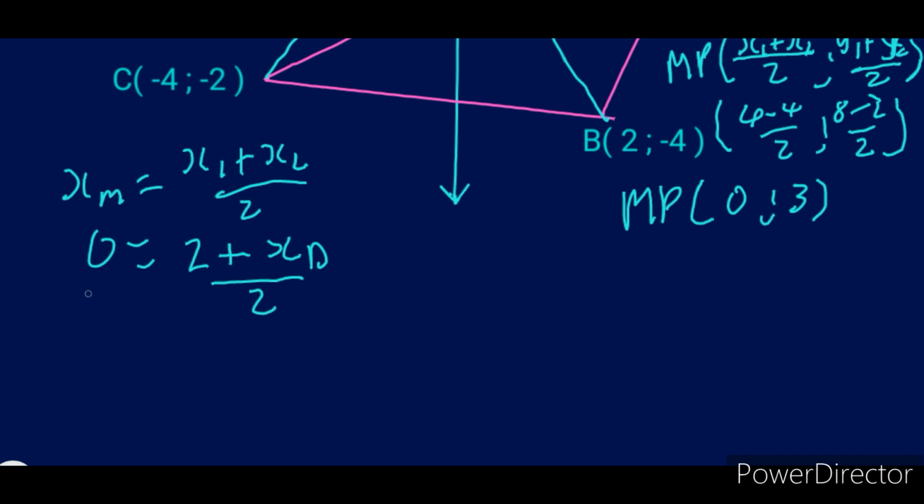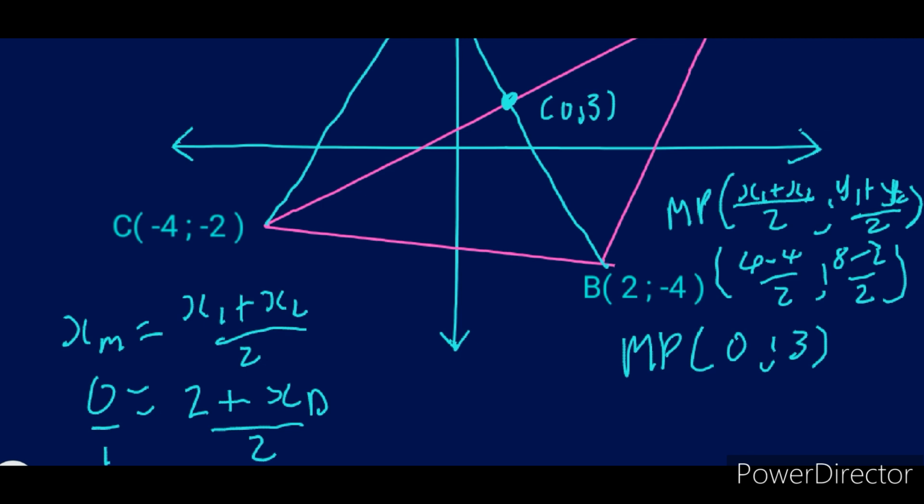And then from here, we can simply cross multiply. So 0 times 2 is 0. And then 1 times this stuff is exactly the same stuff. And then when we take this to the other side of the equation, we'll have negative 2 is equal to the x value of D. So we have found the x value of D. Now let's find the y value of D.